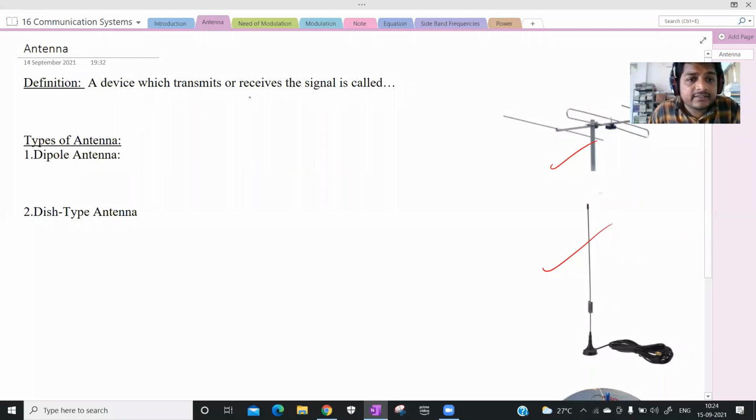An antenna is a device which acts as a transmitter as well as a receiver. A device which is capable of transmitting and receiving information or signals is called an antenna. It is used for both transmission and reception.